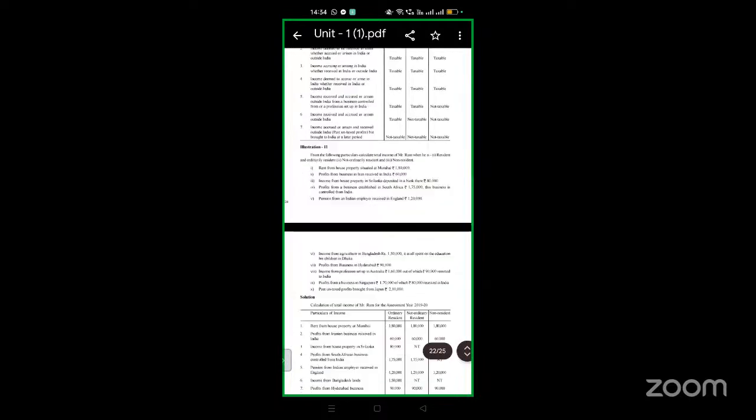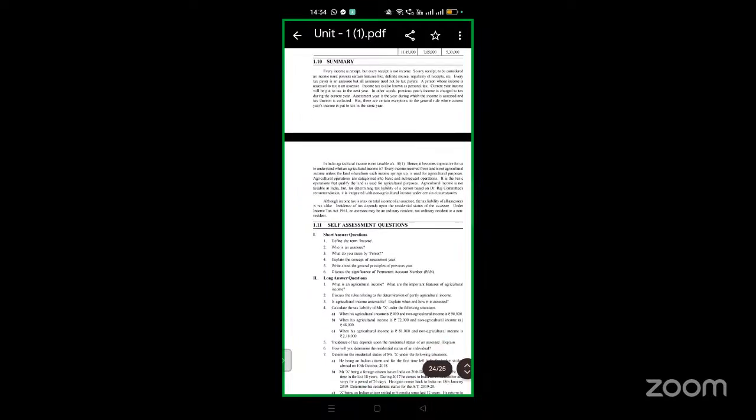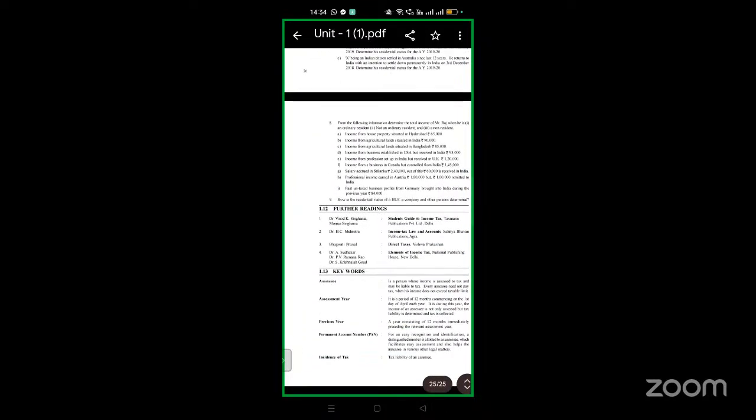Only the case is income received and accruing or arising outside India from a business controlled from India or a profession set up in India. In that case, it is taxable only to the resident and ordinary resident and resident but not ordinary resident, but for non-resident, it is not at all taxable. Income received and accrued or arisen outside India, in that case, it is taxable only to the ordinary resident; for the other people, that is resident but not ordinary resident and non-resident, it is not taxable. So this is about unit 1.